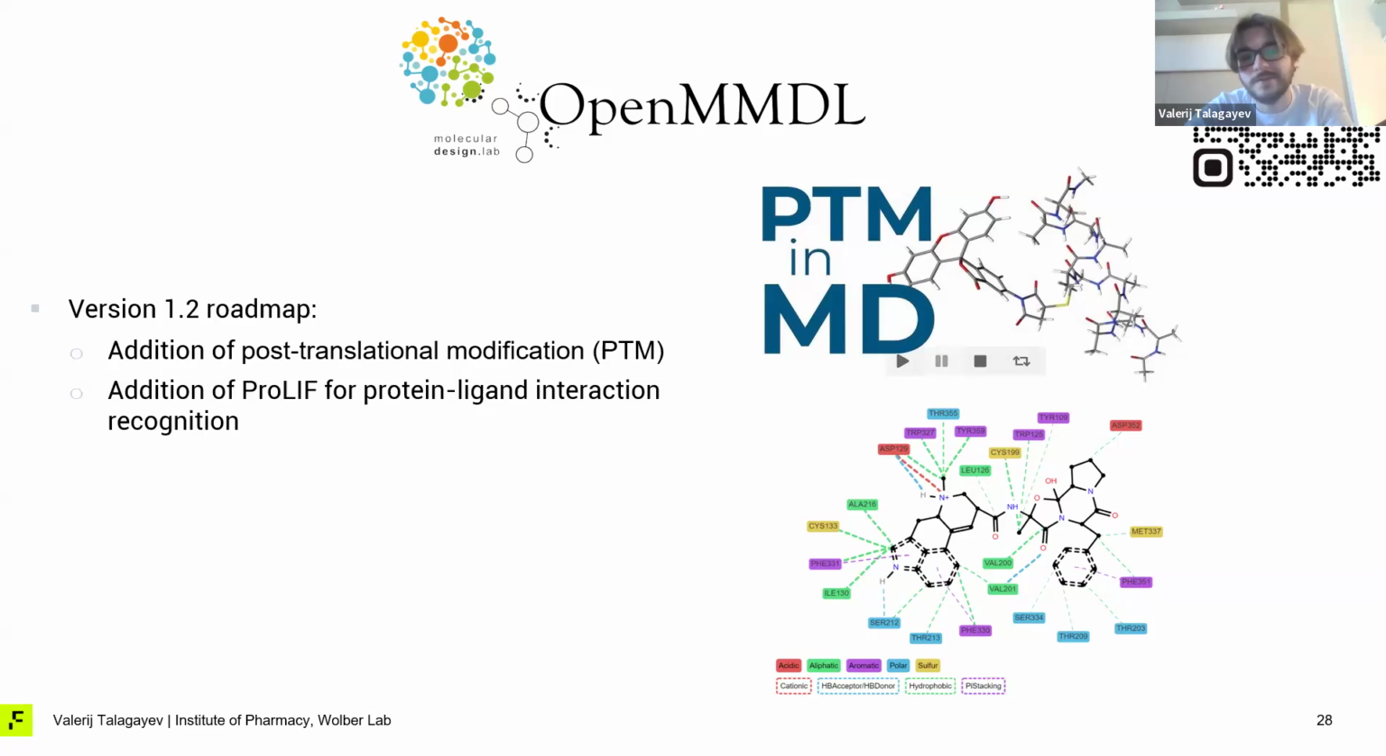And the second part is the implementation of ProLIF, because as previously mentioned, PLIP didn't have water bridge interactions implemented at that time. So we use PLIP, but we would now also include ProLIF as a second option for protein-ligand interaction recognition, because it's quite often the case that PLIP and ProLIF have slightly different algorithms for recognizing the different interactions. And sometimes ProLIF is more reliable, sometimes PLIP is more reliable for the interactions.